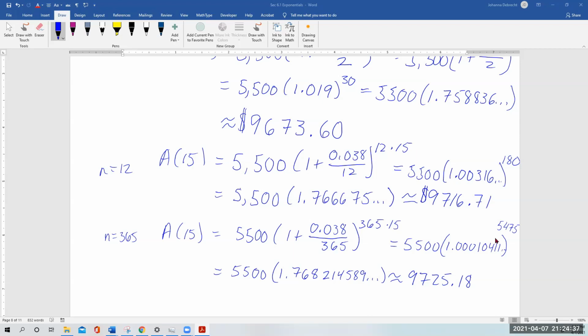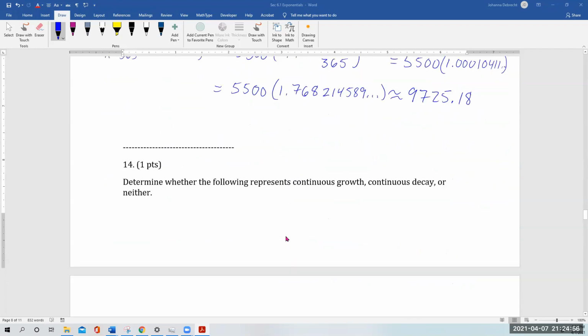$9,725.18, which is more than what we had compounded semi-annually and more than what we had compounded monthly. This is the beauty of compound interest, and it makes a huge, huge difference how early you start as to how much money you'll have in the end. Let's look at the next problem.